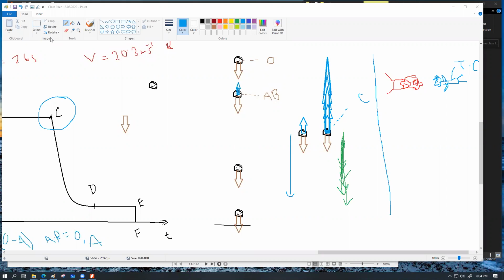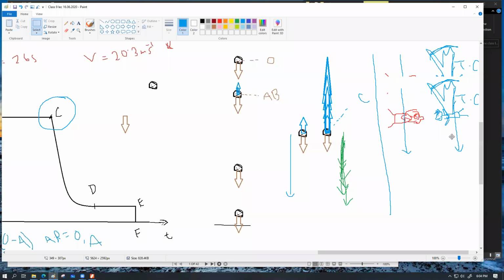This person is falling downwards at a pretty high speed. This person is also falling downwards at nearly the same high speed, and the shot is being taken. When this person opens up their parachute, this person starts to slow down. But this other person still hasn't opened their parachute. So this person starts to decelerate. Let me copy this, pull it up, and draw it again.